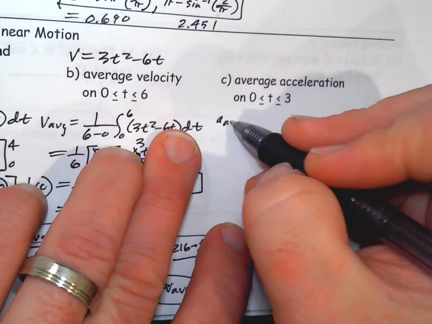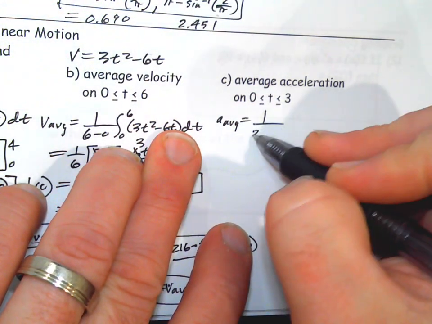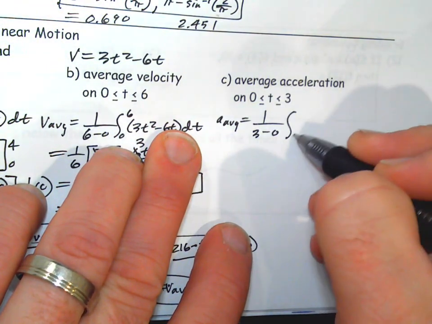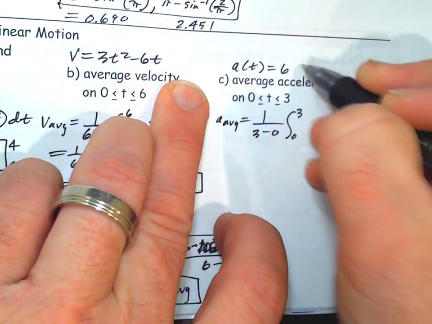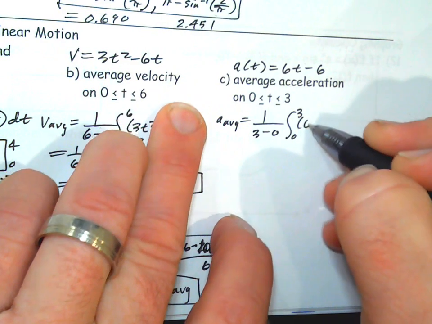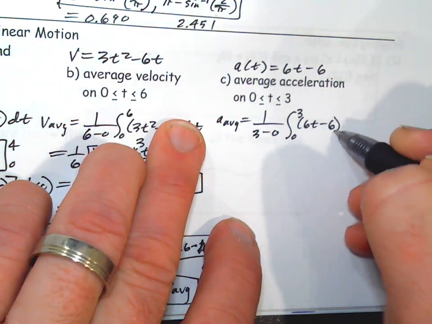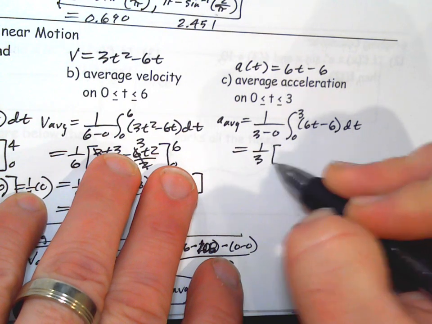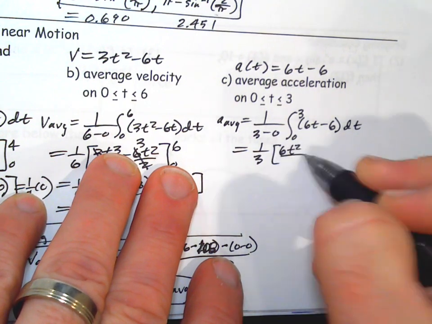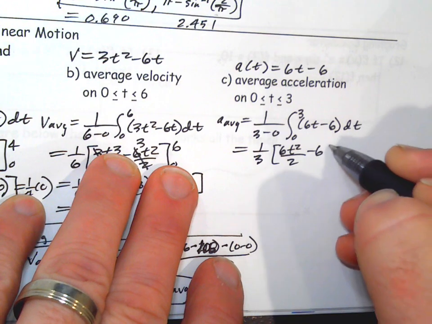Average acceleration, we could say, 1 over 3 minus 0, integral of 0 to 3 of the acceleration function, which is 6t minus 6. So we're going to take the derivative to find the acceleration function so that we can then integrate it, which means we're going to undo the derivative. So it seems like we're doing extra work to undo it.